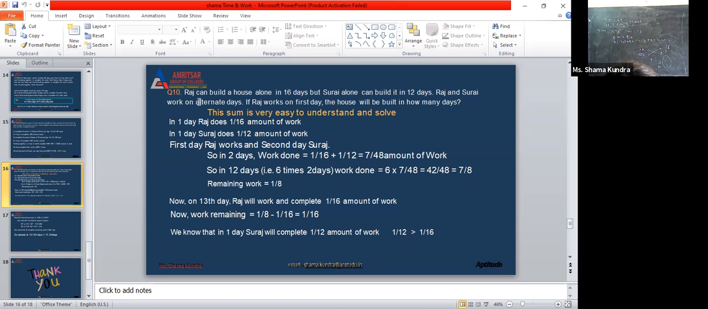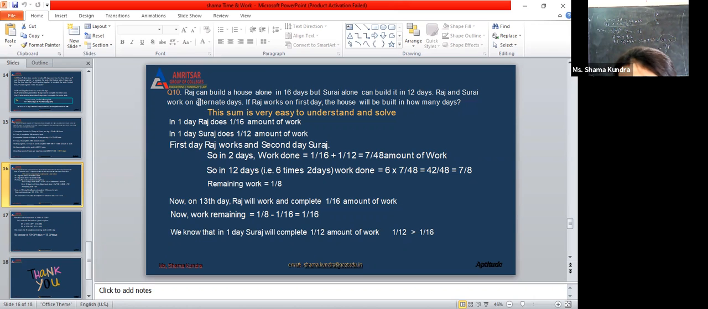This unit gets repeated. If we repeat it for 6 times, what will we get? If we repeat this 2 days unit 6 times, how many days will we get? We will get 12 days. And what would be the work done? It would be 7 by 48 into 6, which means 7 by 8 amount of work is done in 12 days.